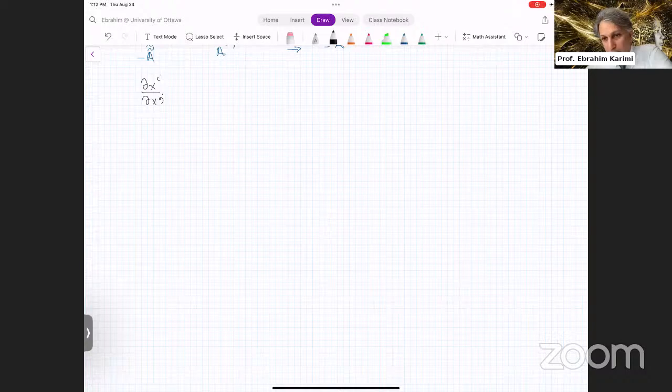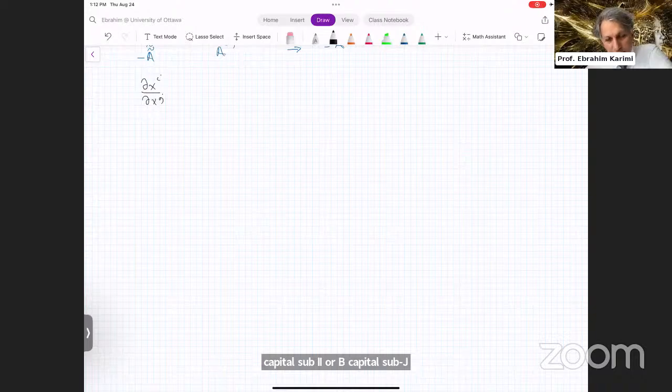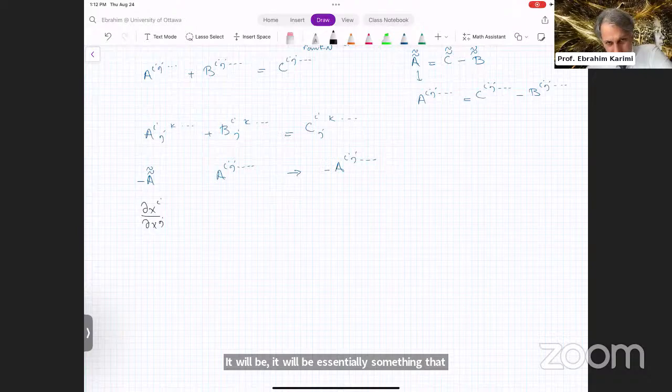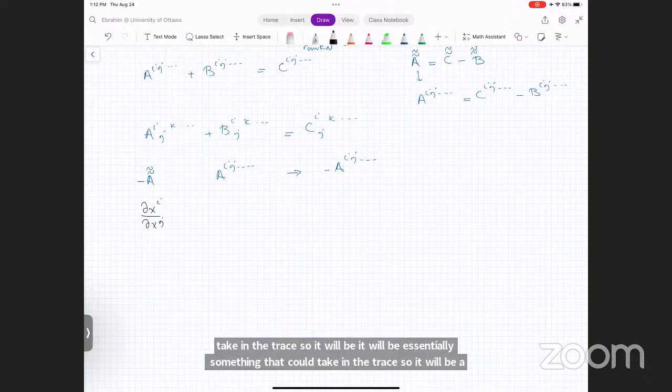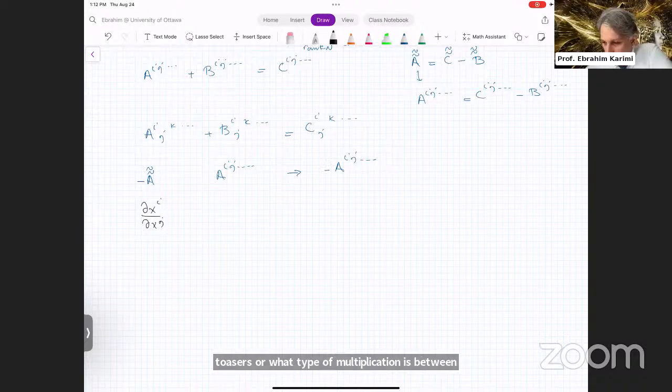Is there any question, by the way, Vijan? Yes, sir. Mondel has asked, can we have a tensor like A capital sub II or B capital sub JJ? I answered this. Yes. If you write AII, I will discuss that. It will be essentially something like taking the trace, so it will be contractions indeed. One has asked, is there a dot and cross product of tensors, or what type of multiplication is between tensors? Is the result of multiplication of tensors always a tensor? I will be discussing that in maybe 5 to 10 minutes.